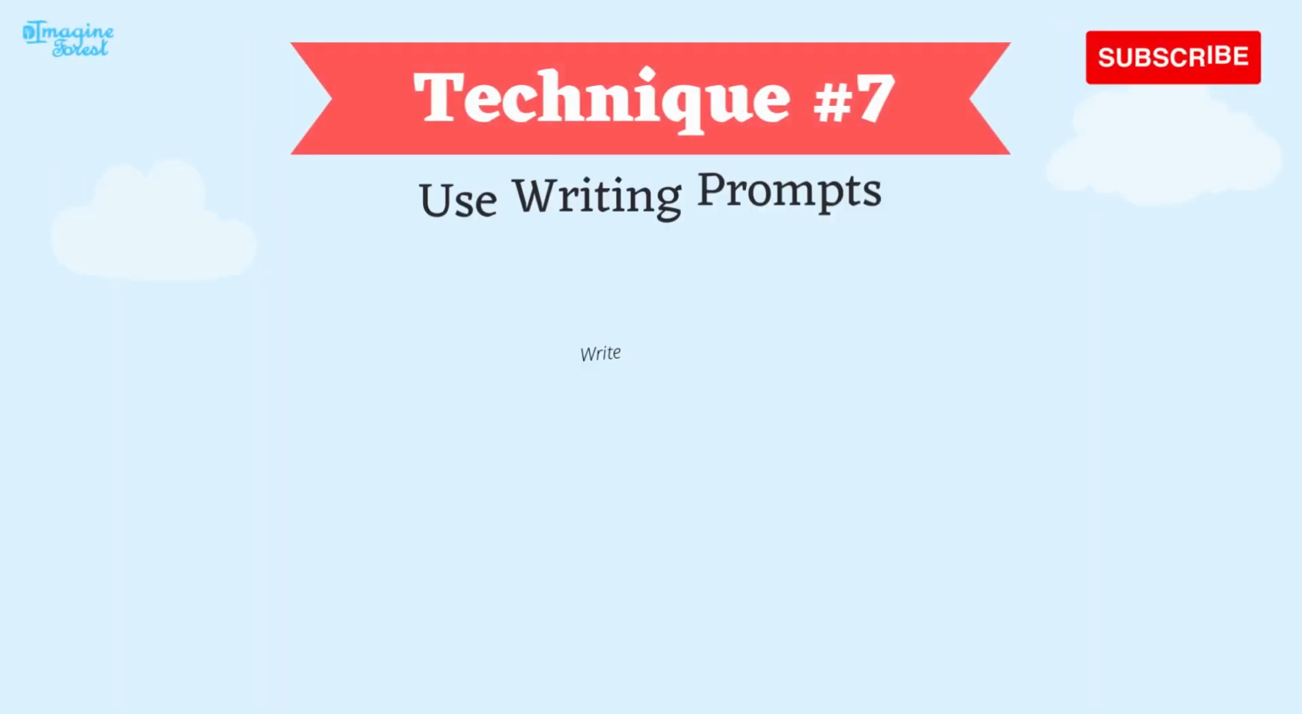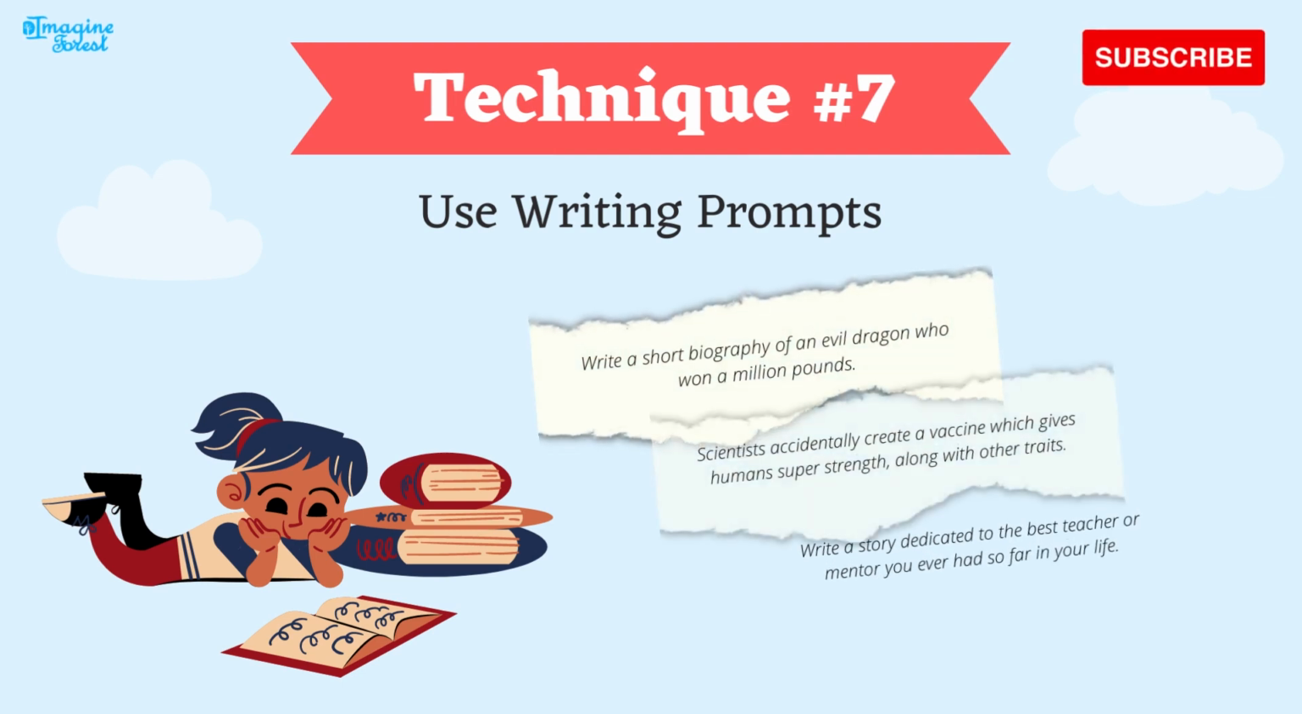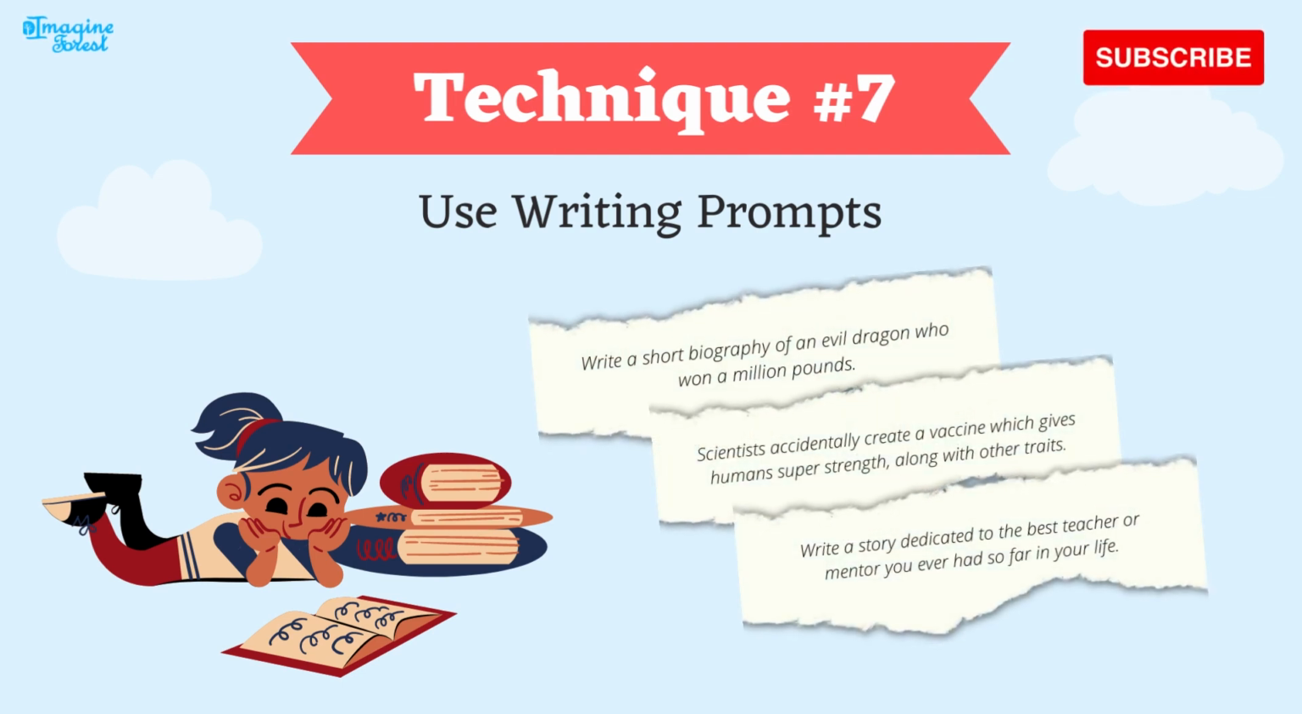Technique 7. Use writing prompts. Writing prompts are pre-written story ideas, or sentences that can be used to help you write a story when you can't think of an idea. You can use these writing prompts as a starting point. Once you're feeling confident, you can then start using your own ideas and imagination.